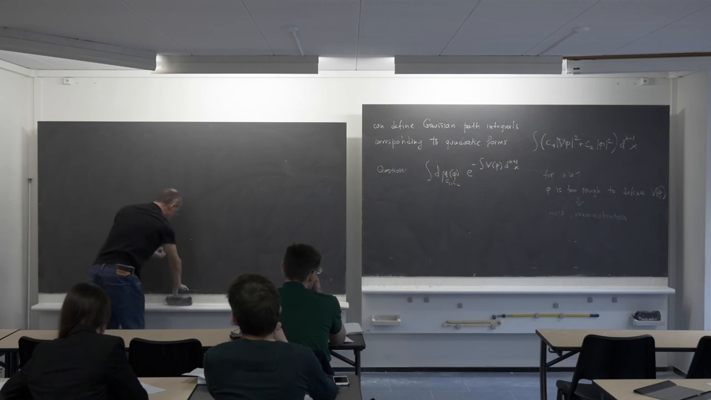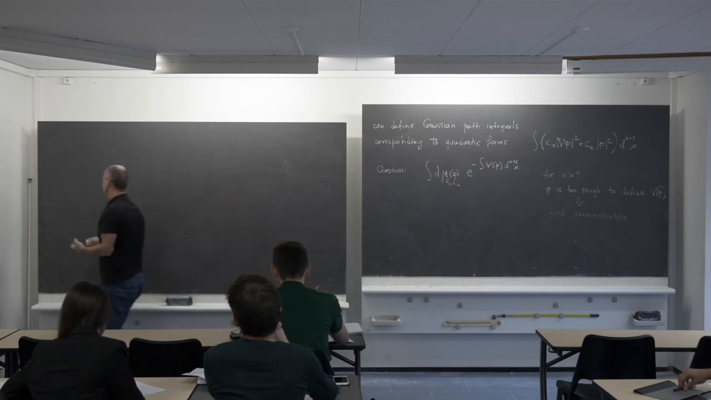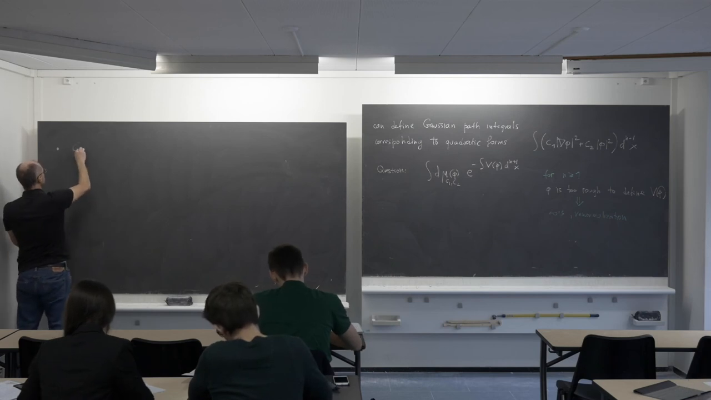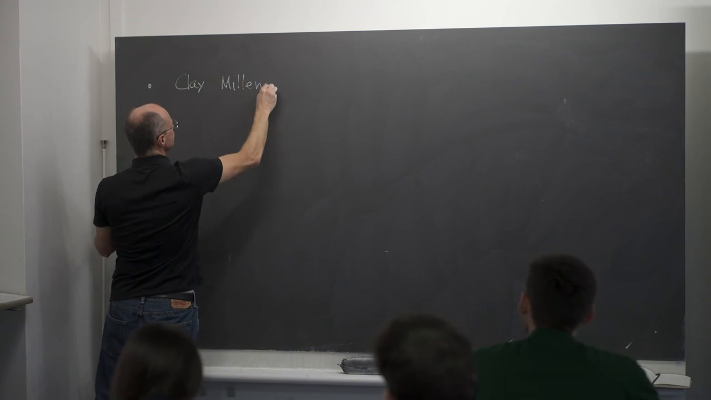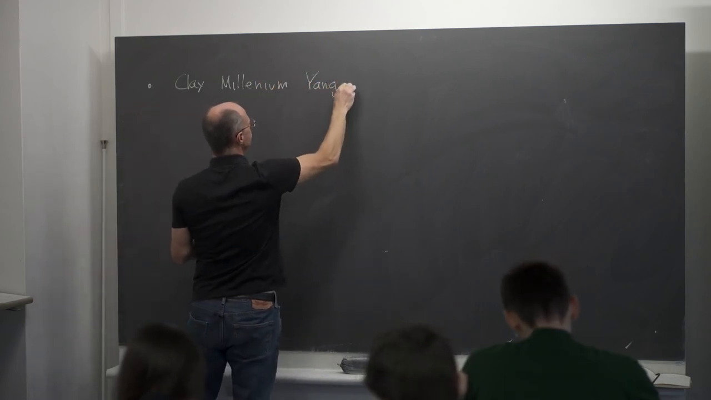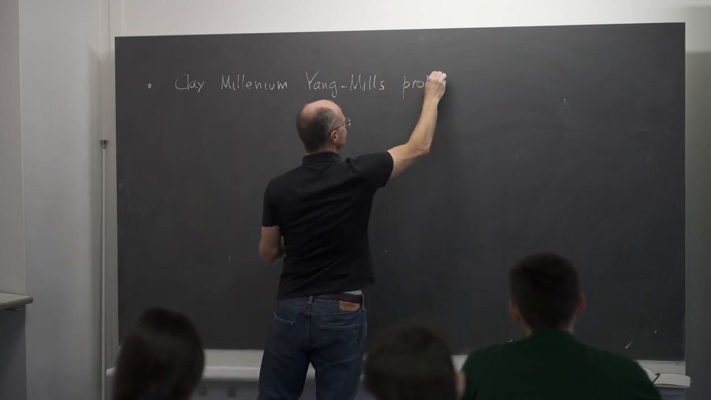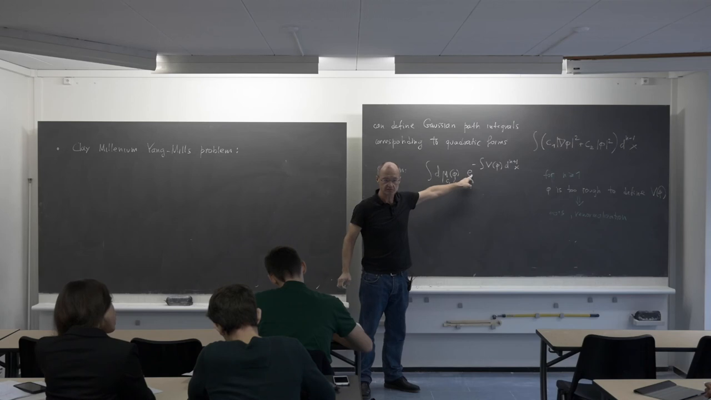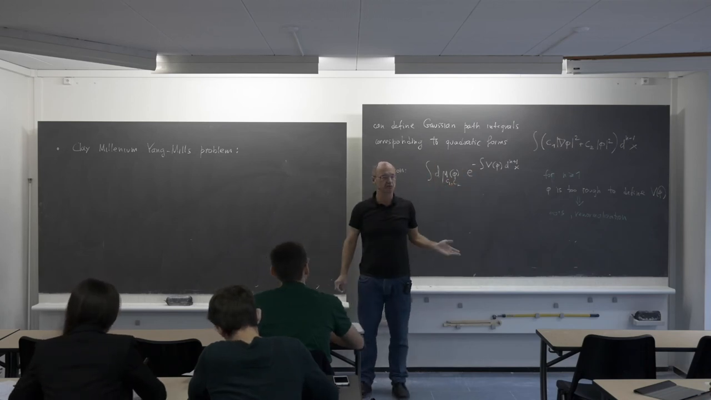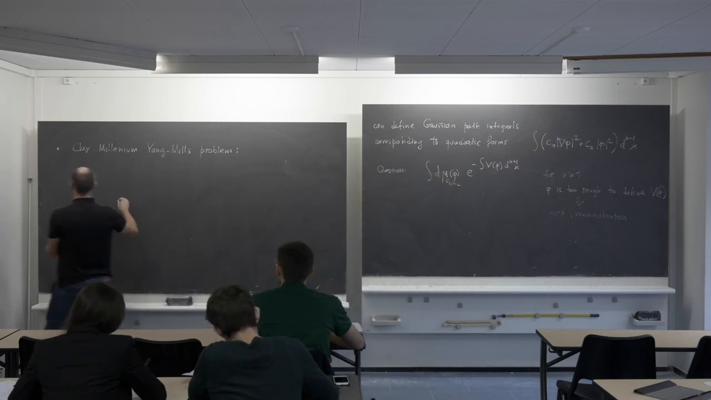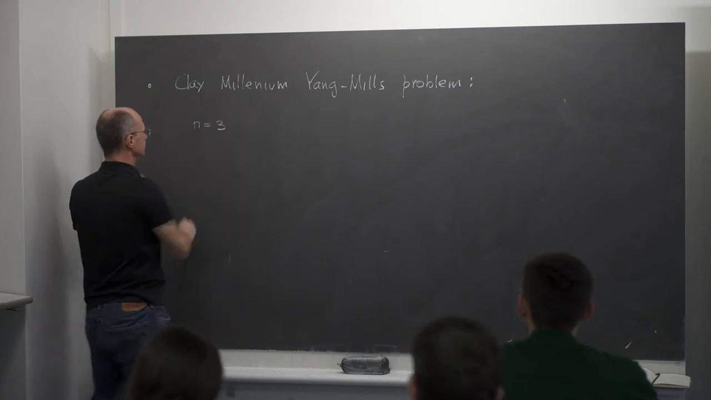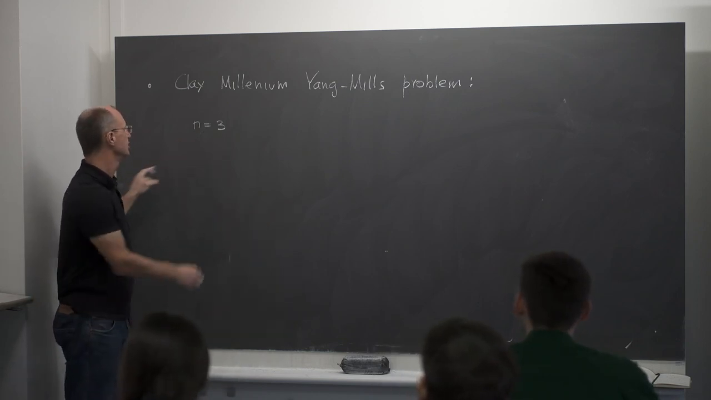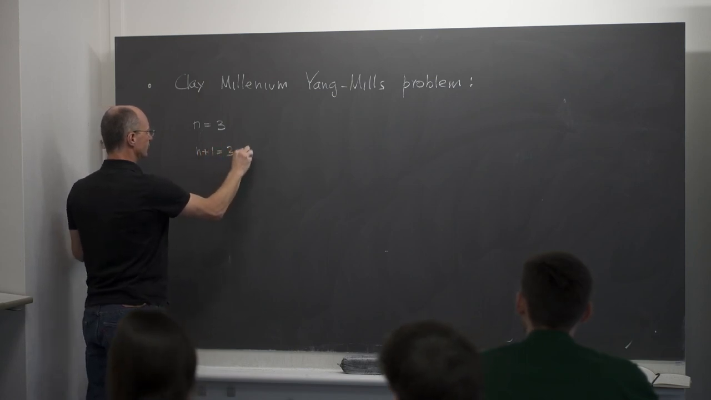So one more remark. It's difficult to avoid mentioning it in a quantum theory class. So that's the Clay Millennium Yang-Mills problem. Actually, one of the problems of defining path integrals in higher dimensions is considered one of the biggest open math problems. And so there the theory is as follows. We take n equals 3, meaning the realistic three-dimensional space in which we live. So n plus 1 equals 3 plus 1.